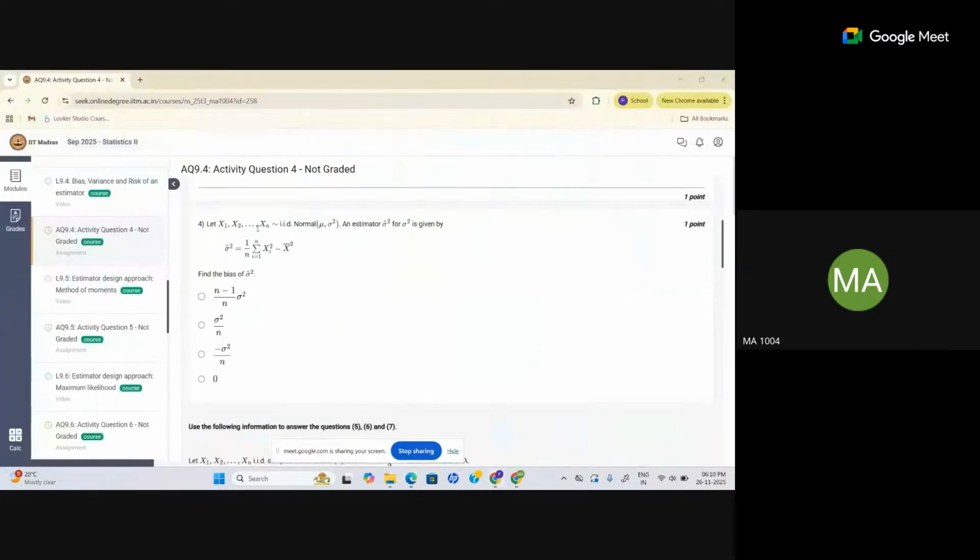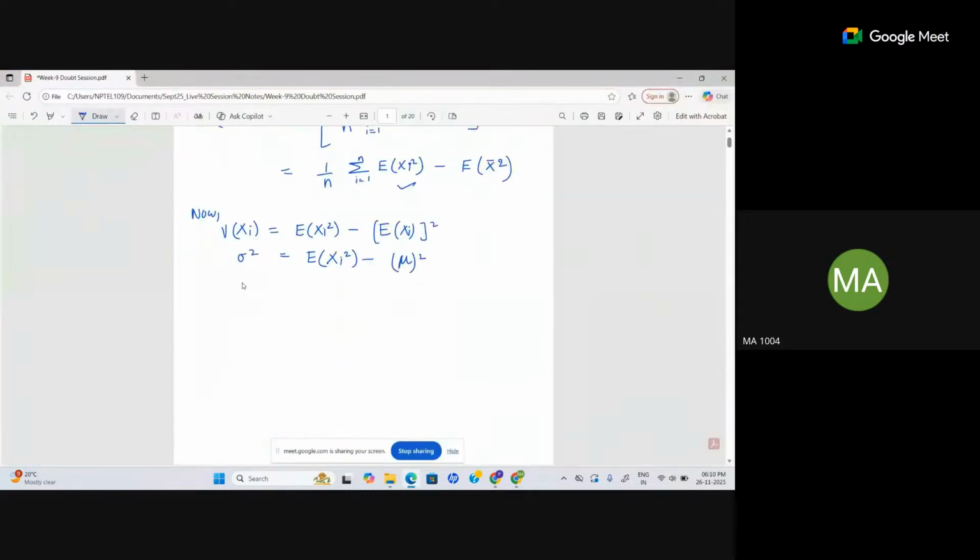You can see the x1, x2 up to xn. So in short, we can write it as xi, where i is going from 1 to n. These random variables are following an IID normal distribution with mean mu and variance sigma square. Now from here we will get the value of expectation of xi square. So expectation of xi square will be equal to mu square plus sigma square. Is this line clear?